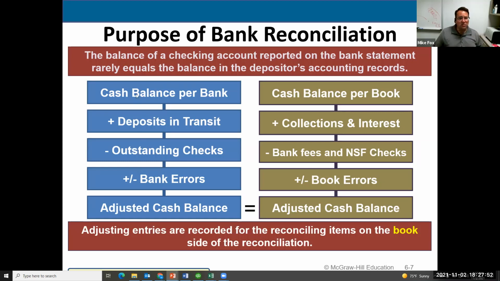So the cash balance on the bank statement, plus any deposits in transit, those are deposits you've made but that aren't yet showing on the bank account, minus any outstanding checks, those are checks you've written but aren't yet showing up on the bank statement, plus or minus any bank errors, is going to give us an adjusted cash balance per the bank. Sometimes I call it adjusted bank balance.